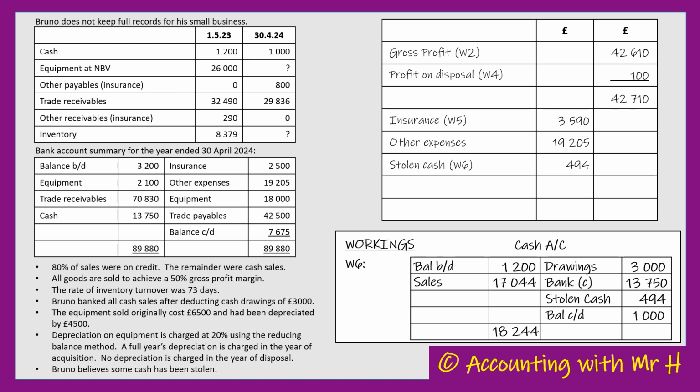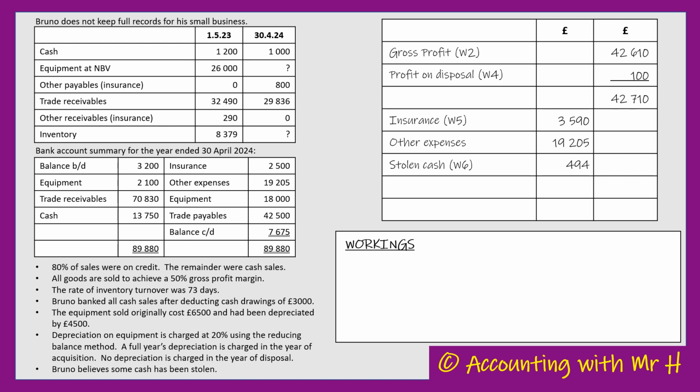And the final thing then, I need to go back to the depreciation. So he's got depreciation on equipment, and this is going to be working number 7. What does it tell me about this? Depreciation on equipment is charged at 20% using the reducing balance method. So reducing balance is based on the net book value. It also tells me a full year's depreciation is charged in the year of acquisition and no depreciation is charged in the year of disposal.